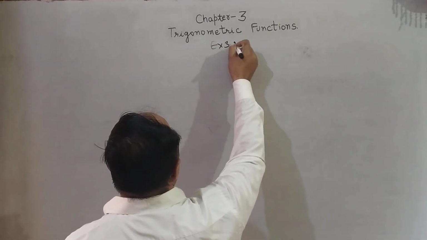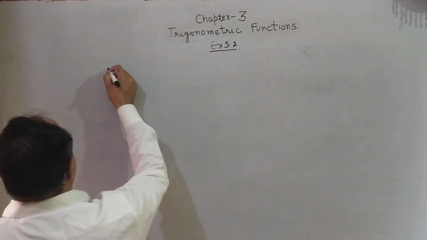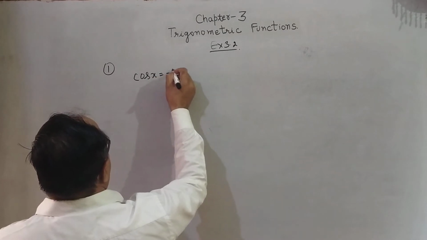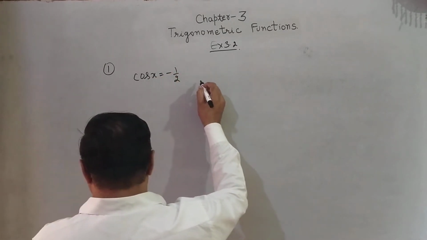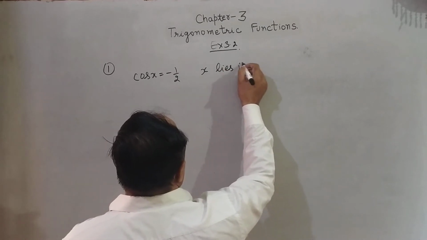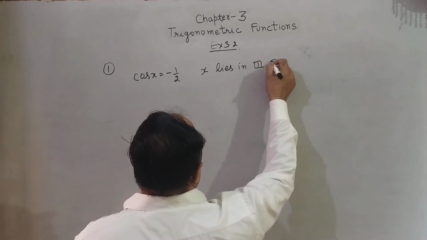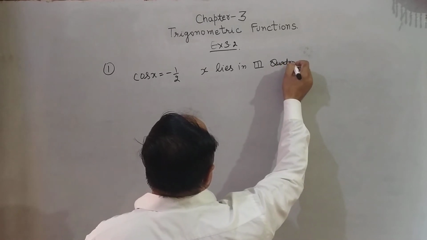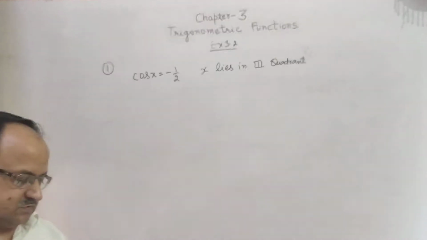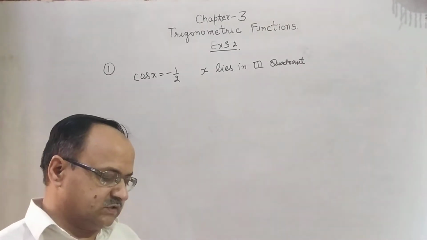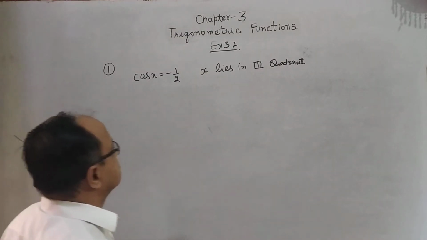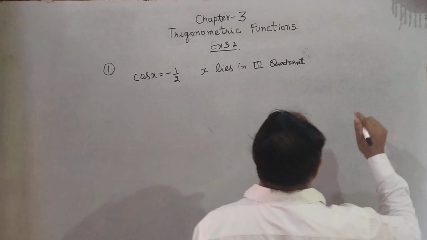Exercise 3.2. Question number 1. Cos x is equal to minus 1 by 2. X lies in the third quadrant. Find the value of the other 5 trigonometric functions.